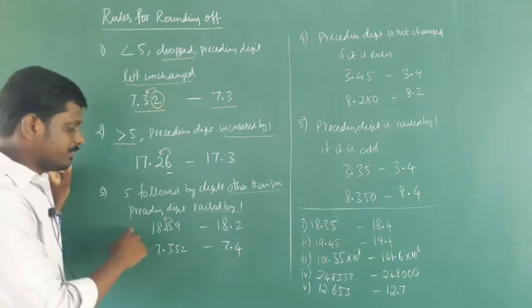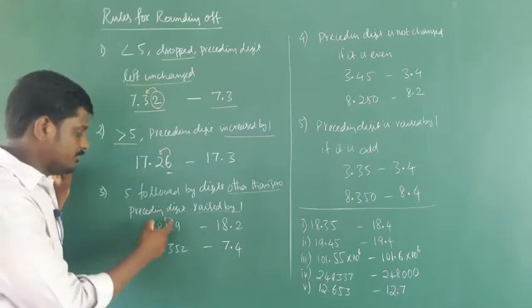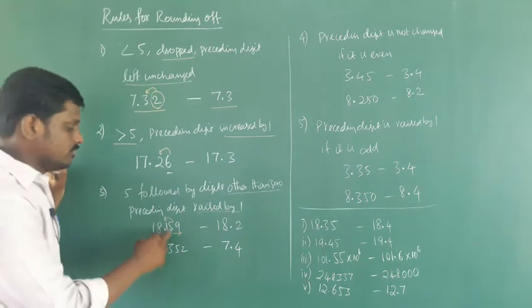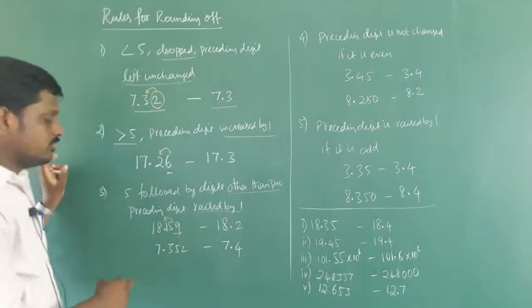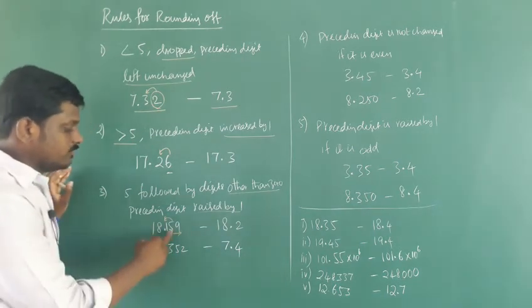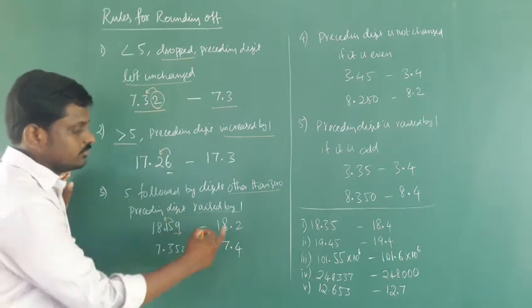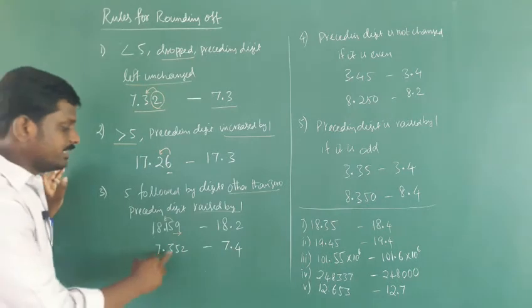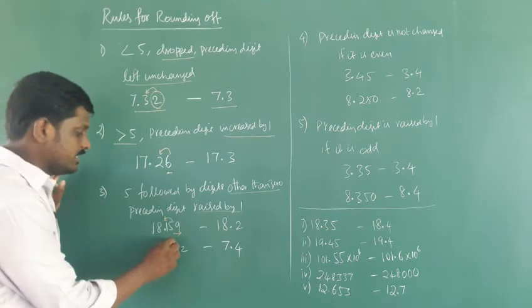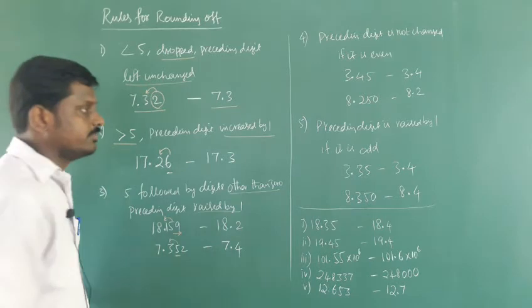So I am going to drop 5 in this number 18.159. The digit after 5 is other than 0, so the preceding digit, 1, is increased by 1, giving 18.2. Then 7.352: I am going to drop 5, so the preceding digit is increased by 1, and 7.352 is rounded off to 7.4.